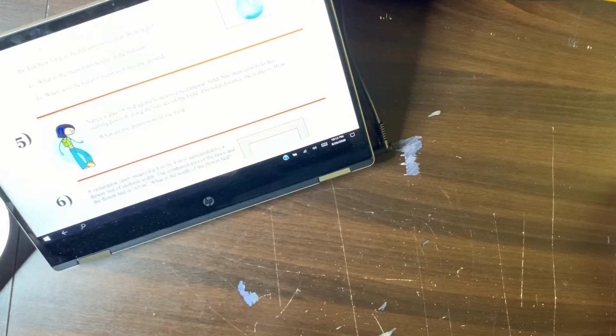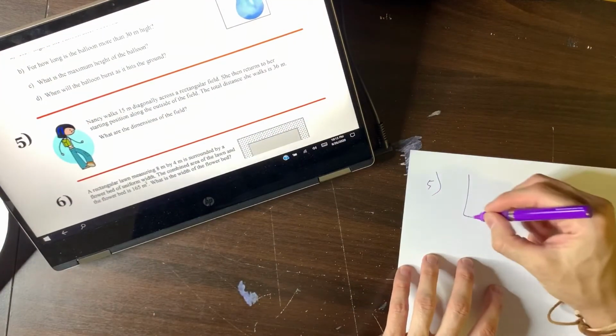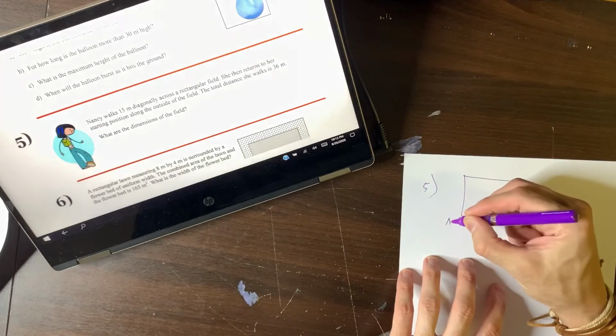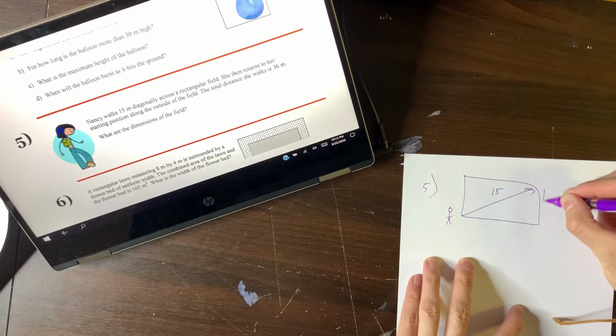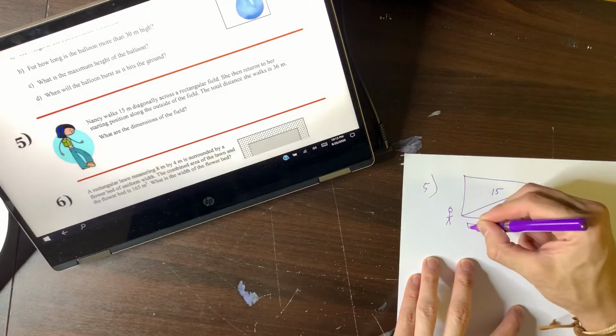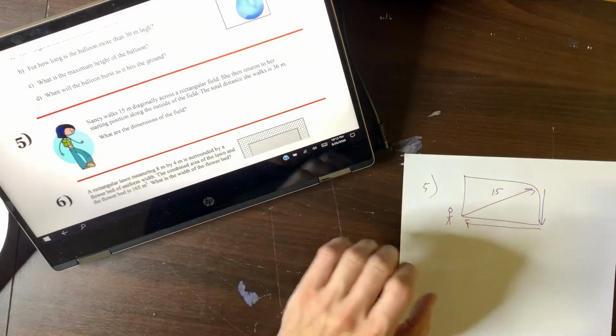So you have Nancy walking across a rectangular field. For number 5, we have a rectangular field. Let's say she's right here. She goes for a walk this way, 15 meters. Then she walks around the edge, either like that or like this, it doesn't really matter. And then it says the total distance is 36.